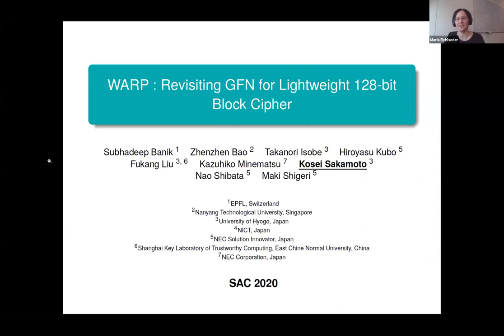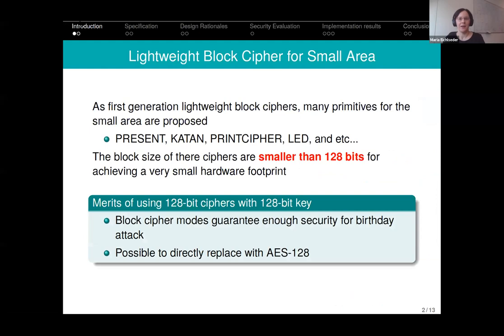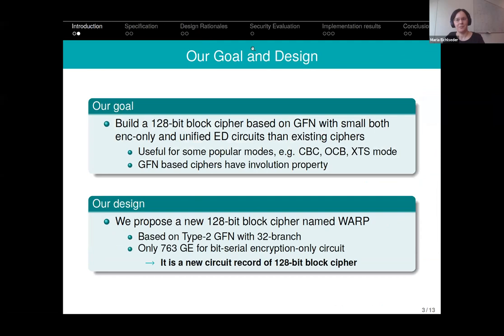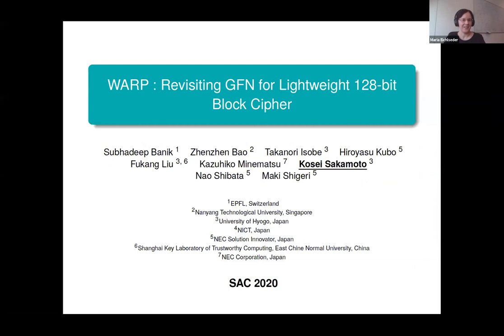So the next talk is going to be on WARP, which is revisiting generalized Feistel networks for lightweight 128-bit block ciphers. The paper is by Subhadip Banik, Bao Chenchen, Takanori Isobe, Hiroyasu Kubo, Yufu Kang, Kazuhiko Minematsu, Kosei Sakamoto, Naoki Shibata, and Maki Shigeri. And the talk, I think, is given by Kosei. Kosei, the stage is yours.